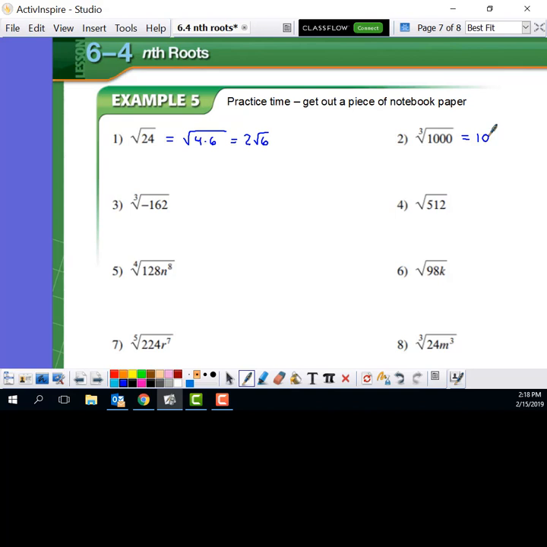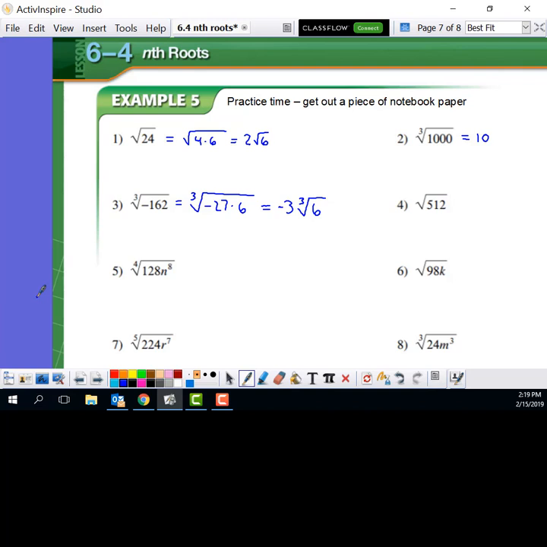Number 3 is one that you maybe had to do a little bit of work on, so you can rewrite that as the cubed root of negative 27 times 6. The negative 27 comes out of the cubed root as a negative 3. So that's going to be negative 3 times the cubed root of 6. The 6 is trapped there forever.